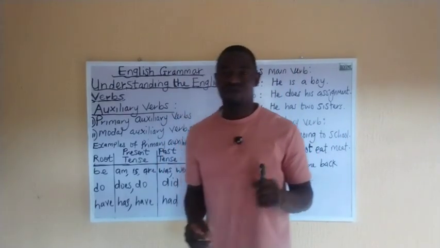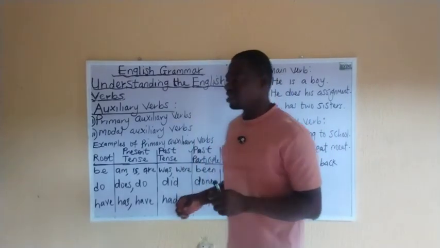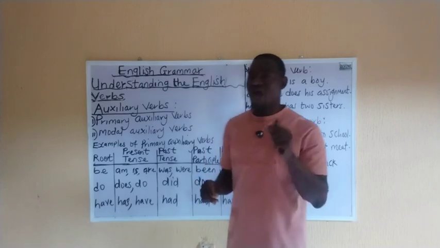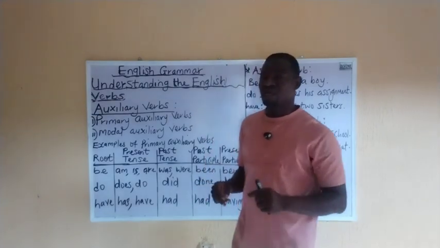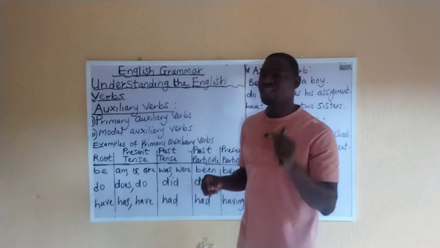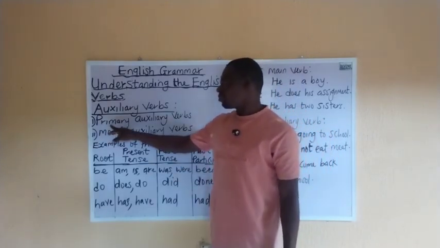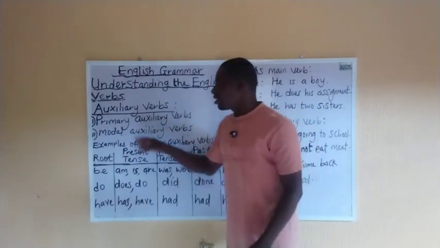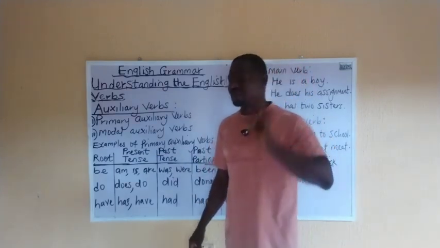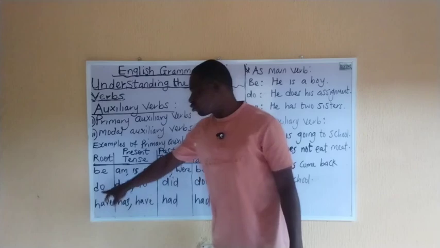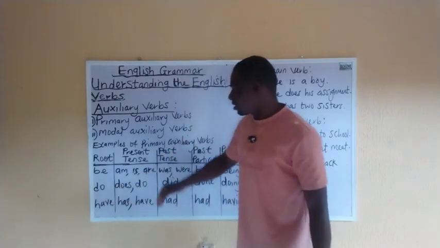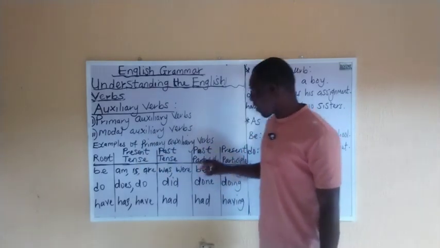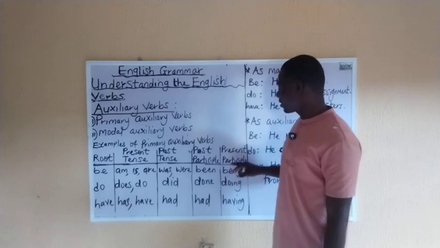Let us look at the second type of verb, which is the auxiliary verbs. Okay, fine. The auxiliary verbs are known as helping verbs. The auxiliary verbs are divided into 2 parts: the primary auxiliary verbs and the modal auxiliary verbs. The primary auxiliary verbs are of 3 types. We have the verb be, the verb do, and the verb have. In terms of forms, we have the present tense, the past tense, the past participle, and the present participle.